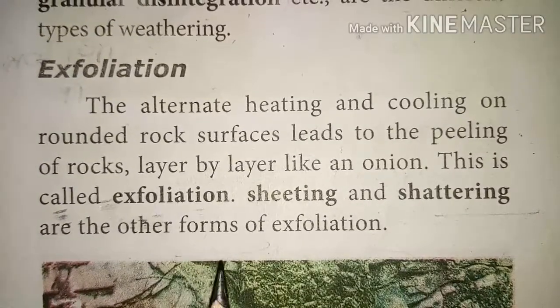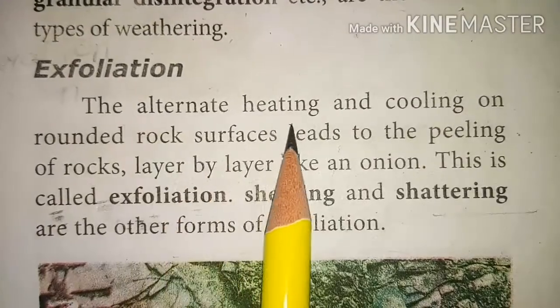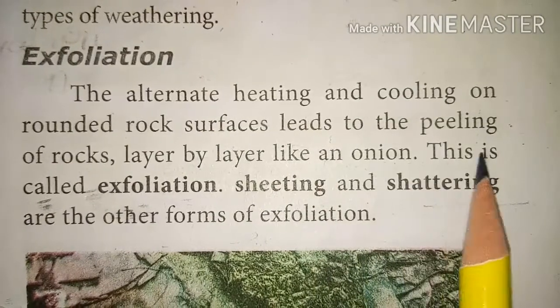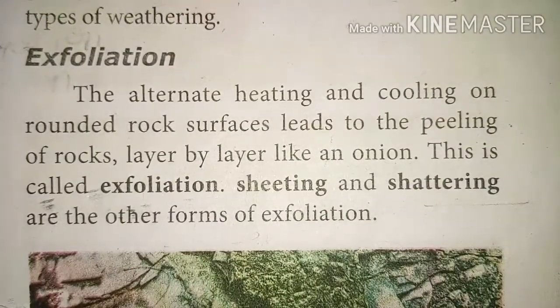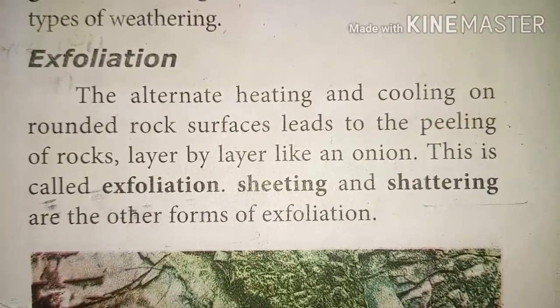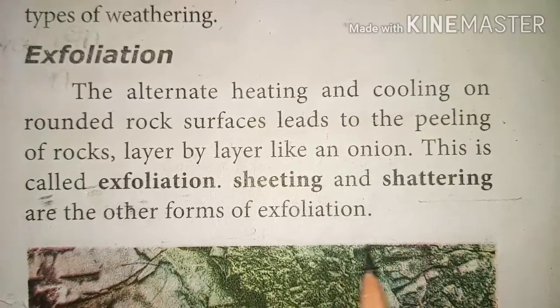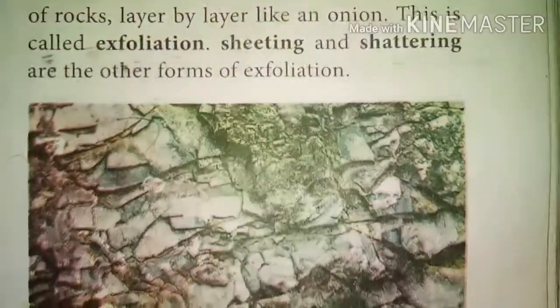Types of physical weathering. Exfoliation. The alternate heating and cooling on rounded rock surfaces leads to the peeling of rock layer by layer like an onion. This is called exfoliation. Sheeting and shuttering are the other forms of exfoliation. Look at the picture.